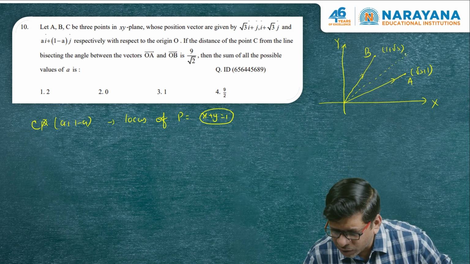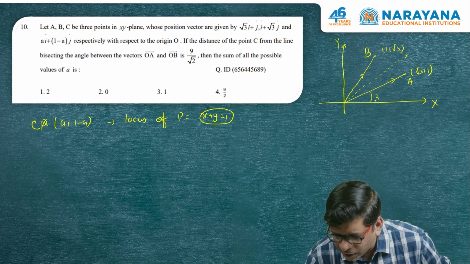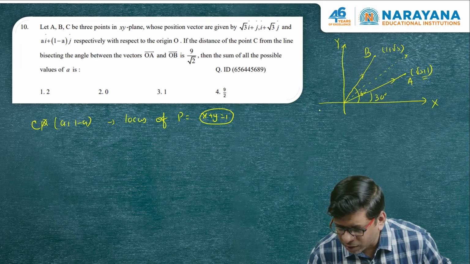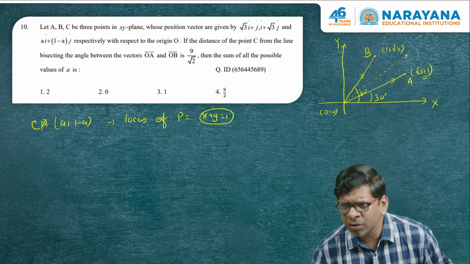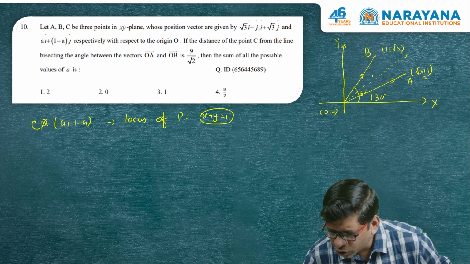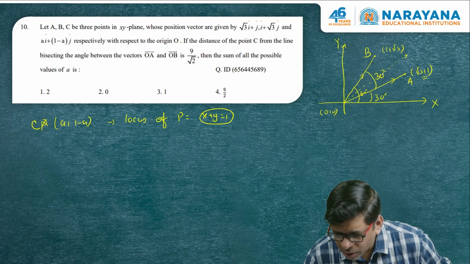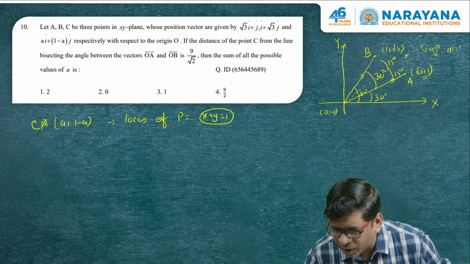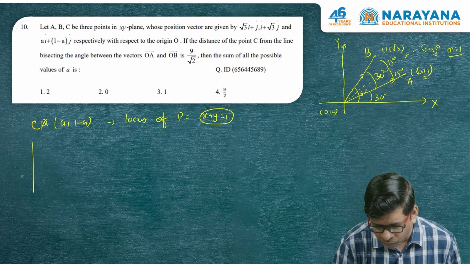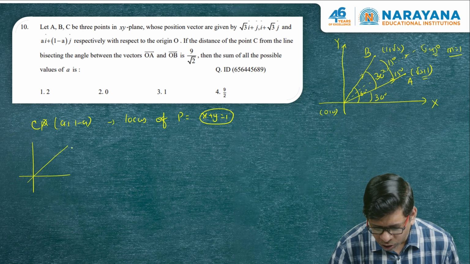So bisecting the angle between these two, this angle is 30 degree and this angle is 60 degree. Because if you see the slope of the line joining with origin, this slope is 1 by root 3, so it is 30 degree, and the slope for OB is root 3, so it is 60 degree. So what is this angle? 30 degree. Bisecting means each is 15 degree. So what is the slope of this line? 45 degree slope angle, so slope becomes 1. So a line with slope 1 passing through the origin should be x minus y equal to 0.